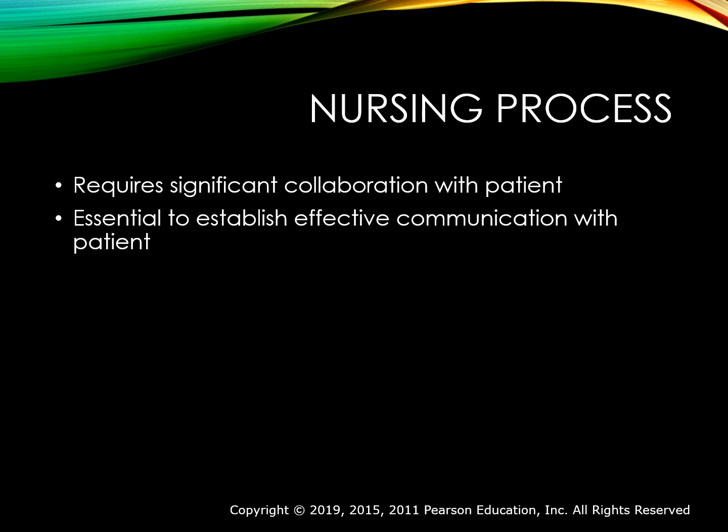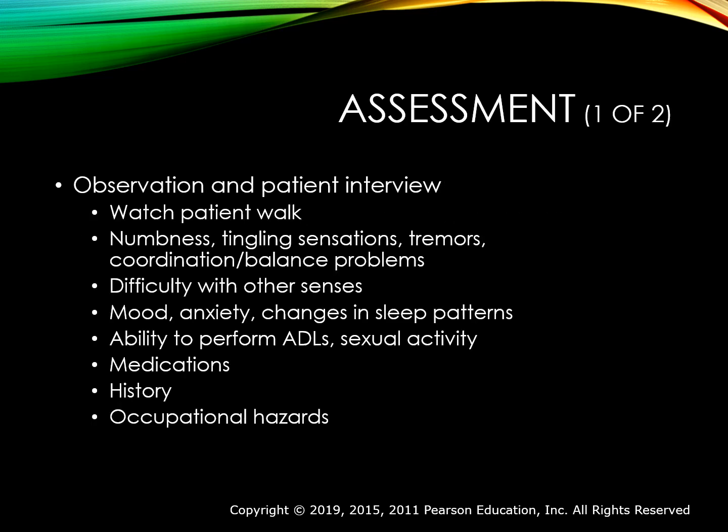The nursing process requires significant collaboration with the patient and is essential to establish effective communication with the patient. We got to know what's going on with them. A health assessment to determine problems with the peripheral nervous system may be conducted during a health screening, may focus on a chief complaint such as tingling, or may be a part of a total health assessment. Analyze onset, characteristics, course, severity, precipitating and relieving factors, and any associated symptoms, noting the time and the circumstances.